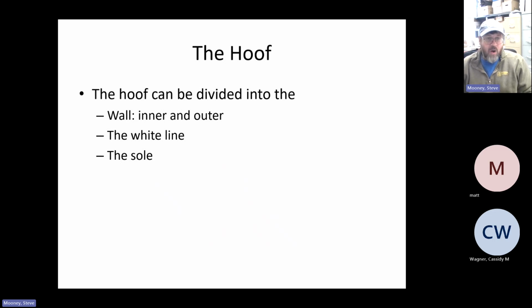So the hoof, we can think about it divided into three parts on our horses. We have the wall, which is what comes down. We have an outer and an inner. We have the white line where the wall and the sole connect. And then we have the sole underneath, kind of protecting the bottom of the foot.